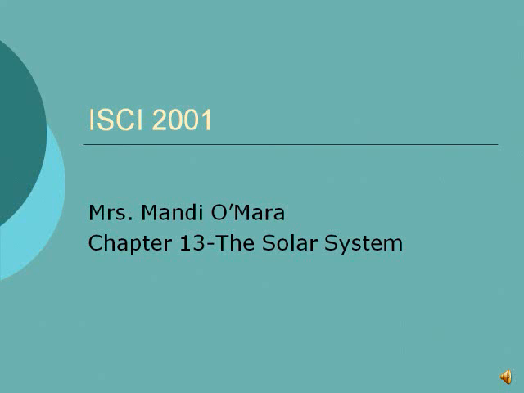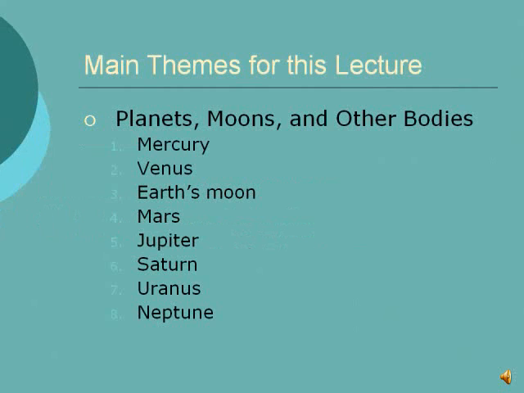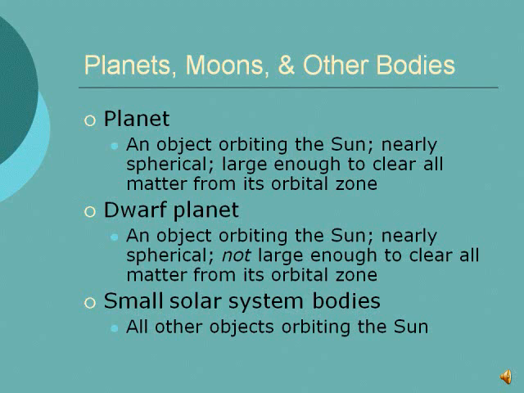This is ISCI 2001, Chapter 13, the Solar System. The main themes for this lecture are the planets, moons, and other bodies, including Mercury, Venus, our moon, Mars, Jupiter, Saturn, Uranus, and Neptune. A planet is an object that's orbiting the sun.